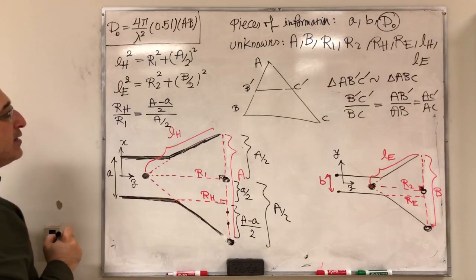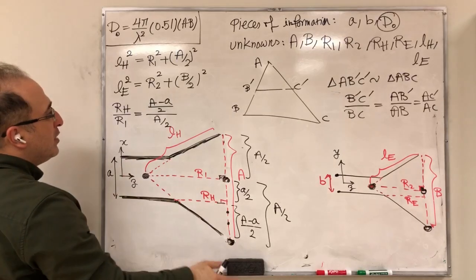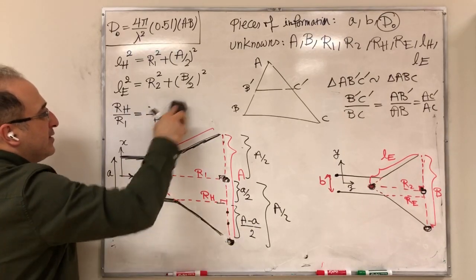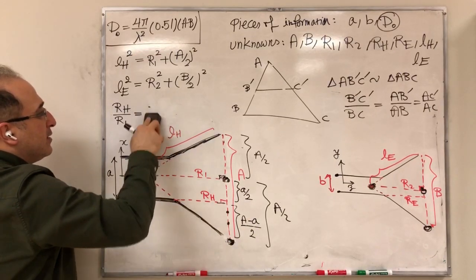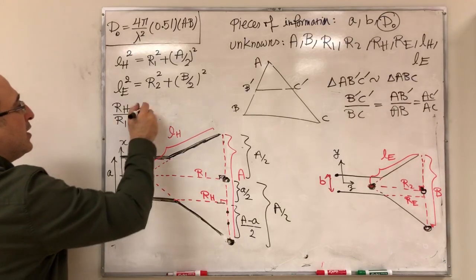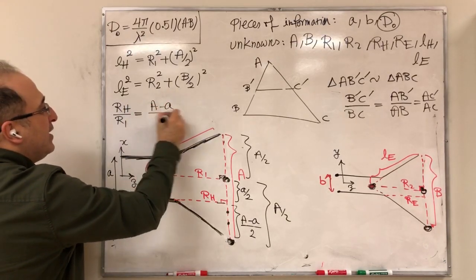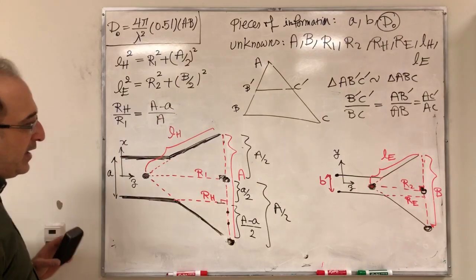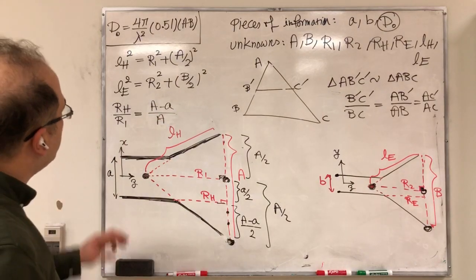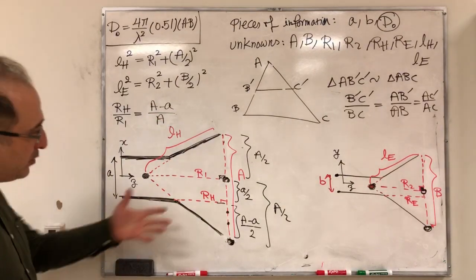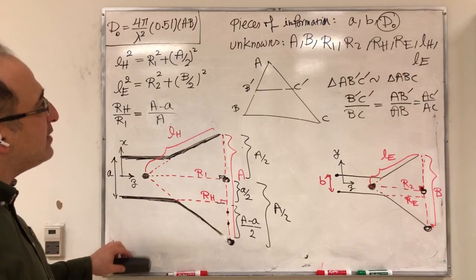And then you can just cancel 2, and then you get capital A minus small a divided by A. That's going to be another equation that you have based on the similarity.